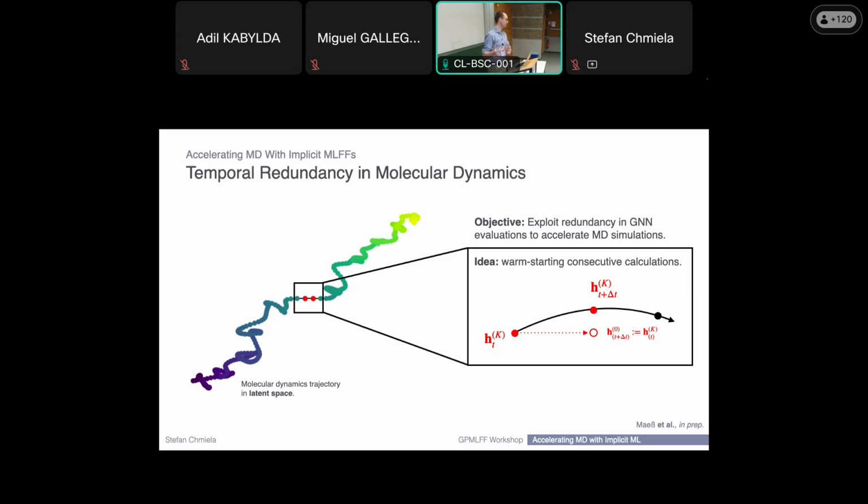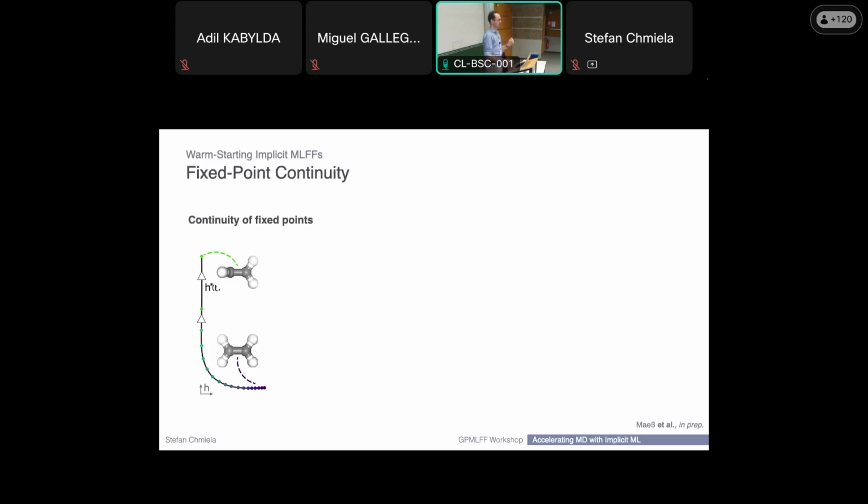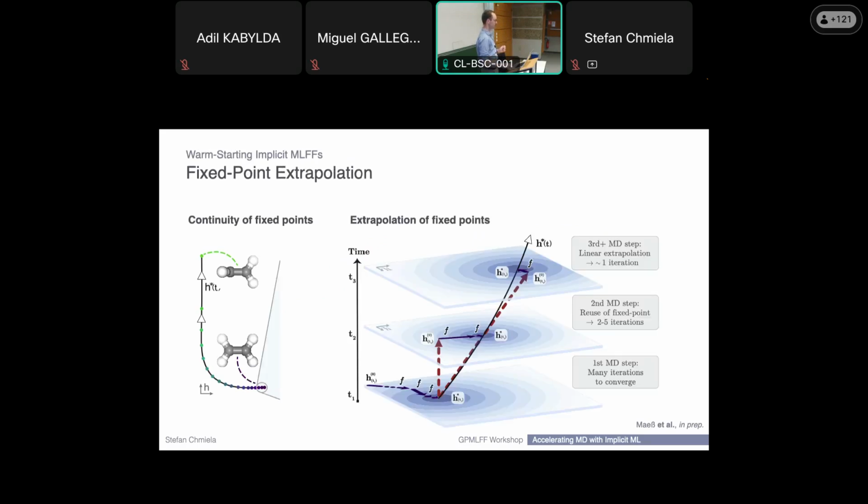And an explicit neural network nowadays still has to do the full computation. It cannot use this redundancy in the structures that we have over time. So let me zoom in onto this trajectory. Here again, you see the same trajectory, a bit simplified. I'm going to focus on the first 3 points in our initial MD trajectory and tell you more about how implicit models work.